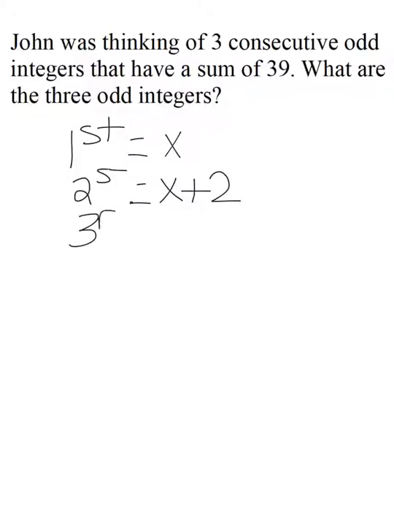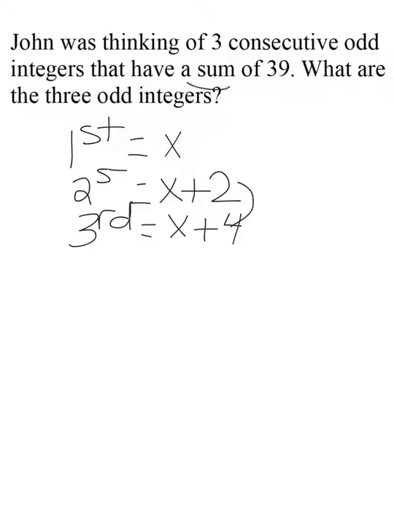Now my third is going to be either 2 away from the second or 4 away from the first. So that's why it's x plus 4, because it's 4 away from the first, but now look, 2 to 4 makes it 2 away from that middle one. So there are my expressions for John's 3 consecutive odd numbers.